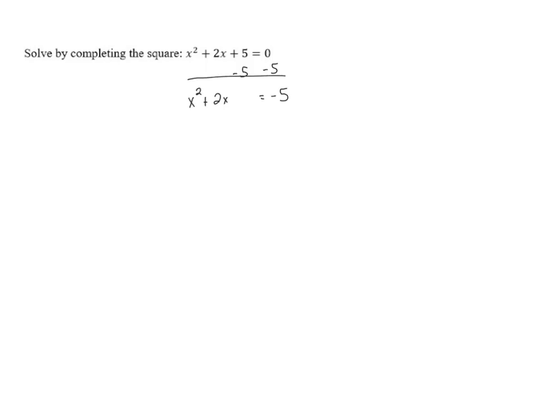The point of this is getting rid of the constant term on the left makes room for us to complete the square. It just moves it out of the way.